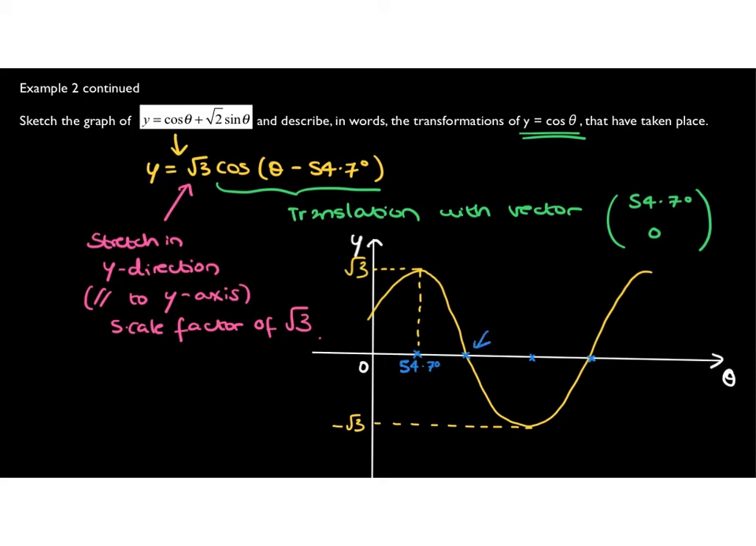This point here, which would have been at 90 degrees, is now going to be at 144.7 degrees. This point here would have been at 180, and it's now 234.7 degrees, so that corresponds with the minimum point of negative √3. And finally, this point here, which would have been 270, will now be at 324.7 degrees. So let's take a look at example 3.